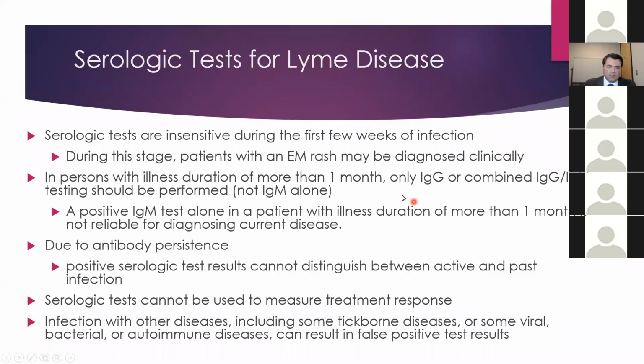And this is essentially what we just discussed. The serologic tests are insensitive during the first few weeks because patients have not yet developed antibody. During this stage, patients with the rash may be diagnosed clinically. And a positive IgM test in a patient with illness duration more than a month is not reliable. So that's the false positive test. And due to antibody persistence, you can't use serology to determine if they've been cleared of infection or have an active or present infection.